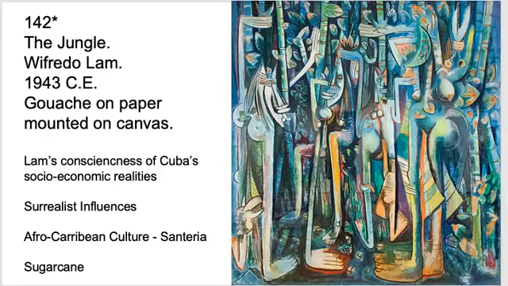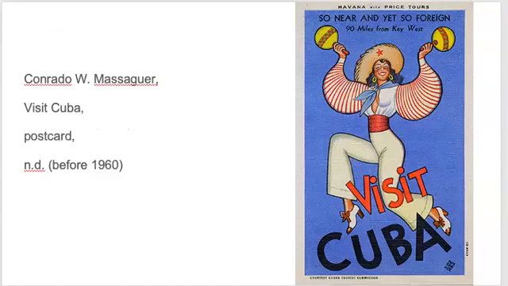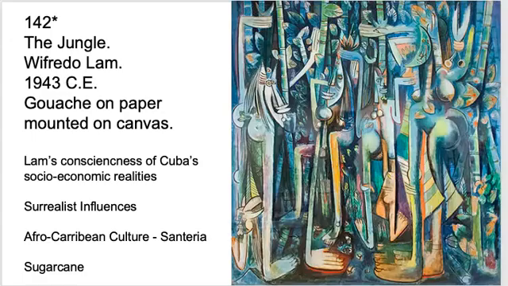So this painting, though, is very different than how foreigners perceived Cuba. Especially in the 30s and 40s, Cuba was seen as kind of like a playground, and this is just a poster. It's like a Visit Cuba, so near and yet so foreign, 90 miles from Key West. Wilfredo Lam really wanted to take what he called the cha-cha-cha out of his artwork. So you can see that his painting is much different than this kind of traditional way that foreigners visited or portrayed Cuba.